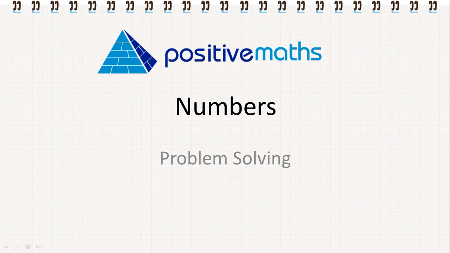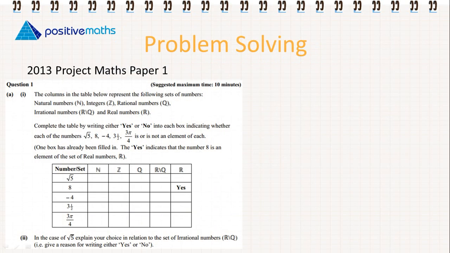In this video for Positive Maths, we're going to have a look at problem solving involving number systems. So the first problem we're going to look at is from the 2013 paper 1, and it's question 1. The columns in the table below represent the following sets of numbers.